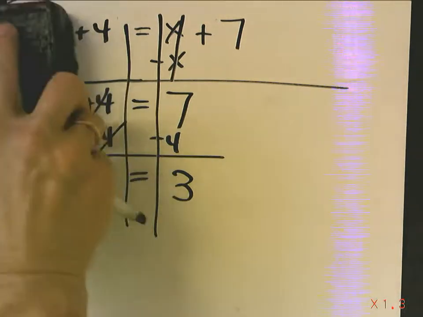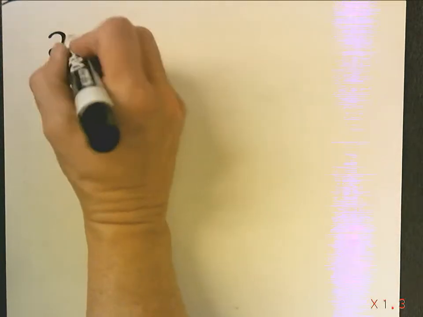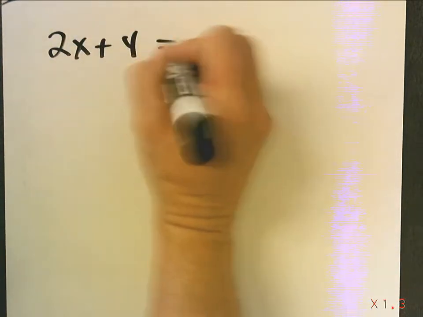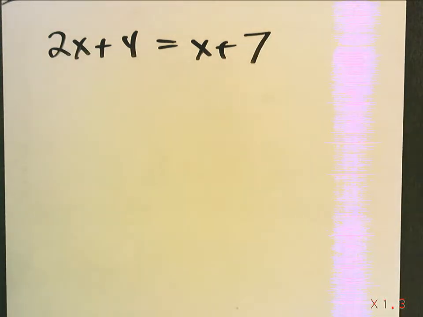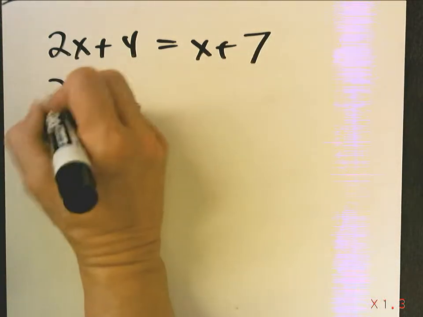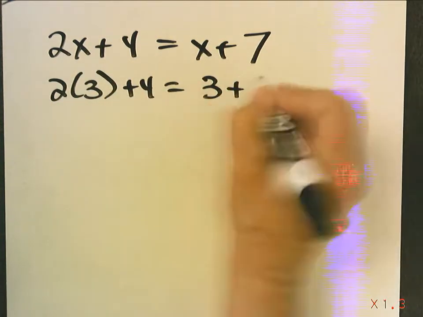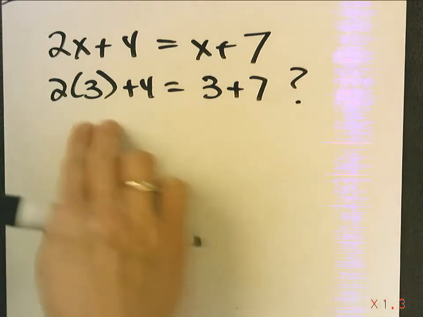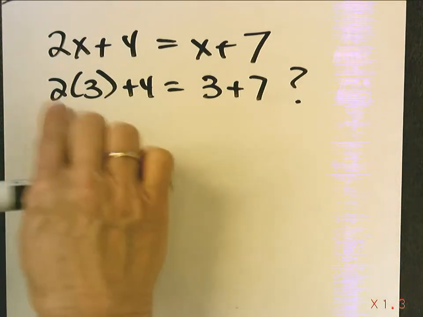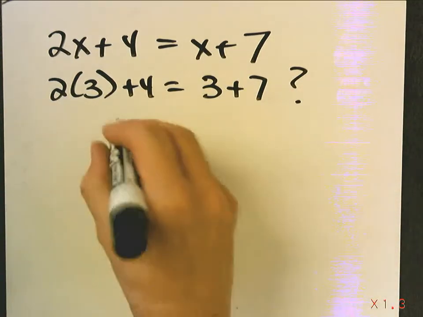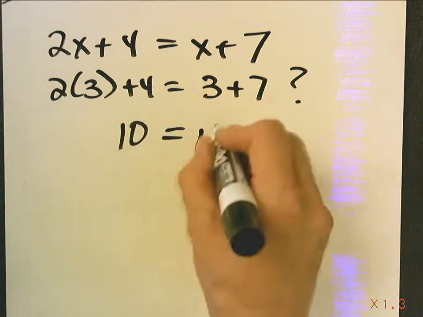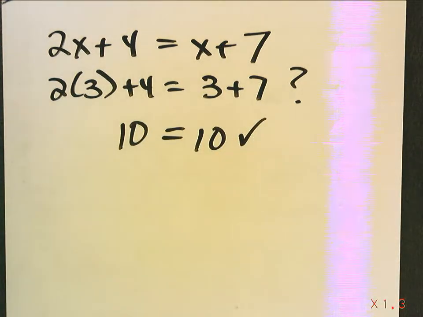Okay, now let's do the check. So, the check, 2x plus 4 equals x plus 7. For my check, I always rewrite the original equation. Now, I'm going to plug in a 3 for x. And I'm going to say, does this equal this? Let's do the math. 2 times 3 is 6. 6 plus 4 is 10. 3 plus 7 is 10. And it works. 10 equals 10.